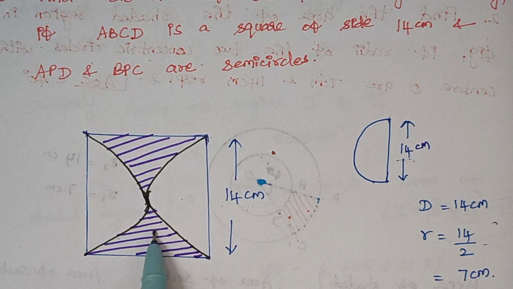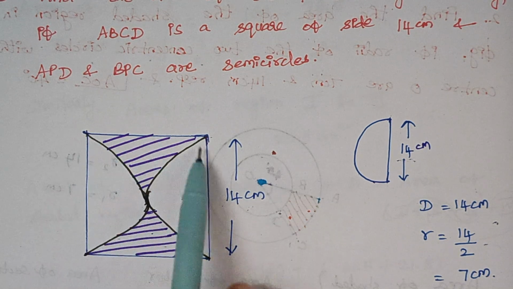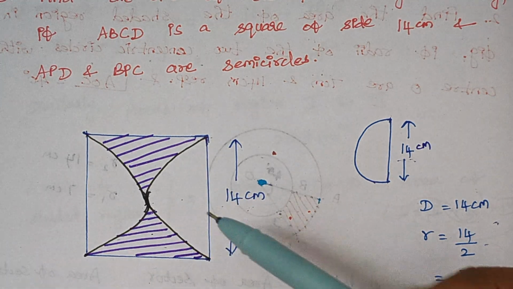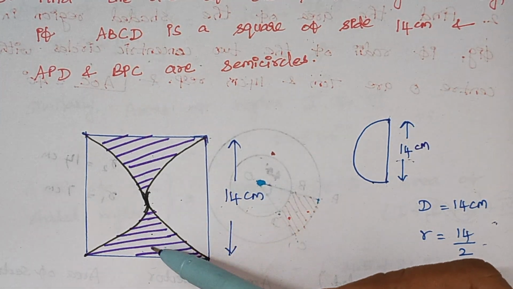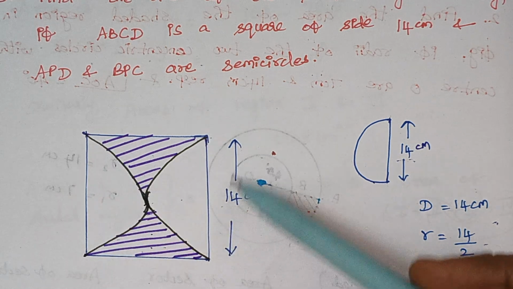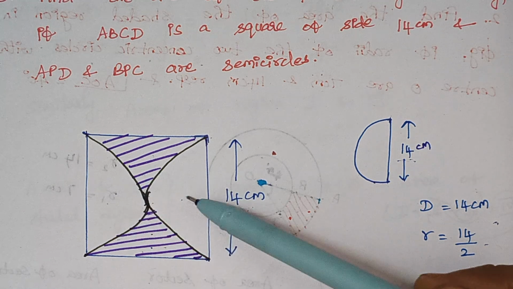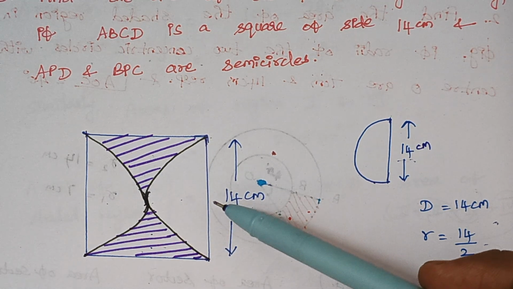When you look at this diagram, you see we have a square and these two semicircles. So how to find the area of this shaded region? First, you have to find the area of the entire square and subtract the area of these two semicircles from it. Right.